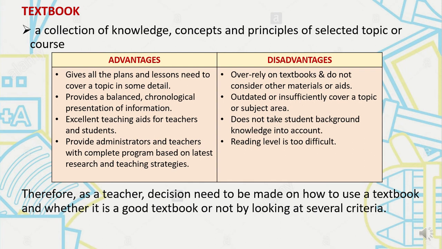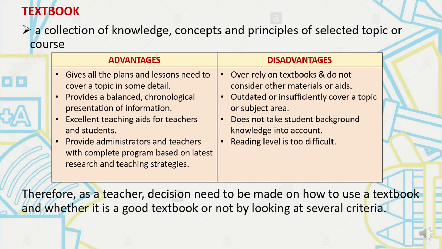A textbook is a collection of knowledge, concepts, and principles of a selected topic or course. There are a few advantages and disadvantages of textbooks. First of all, a textbook gives all the plans and lessons needed to cover a topic in some detail. It also provides a balanced chronological presentation of information. It can also be an excellent teaching aid for teachers and students, and helps to provide administrators and teachers with a complete program based on the latest research and teaching strategies.